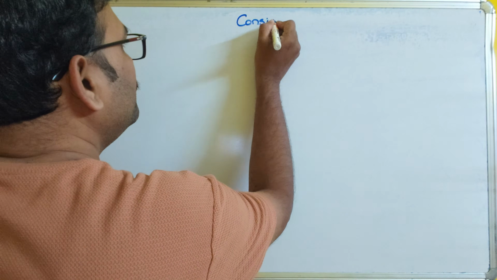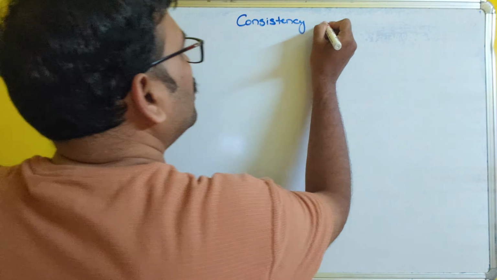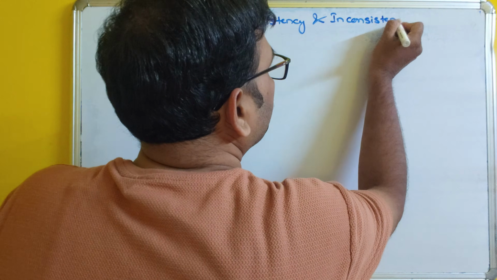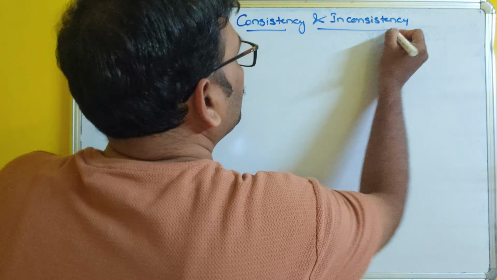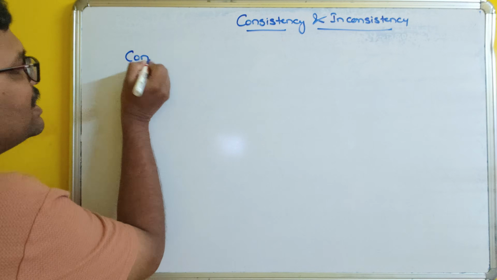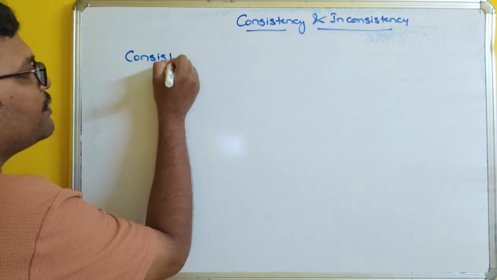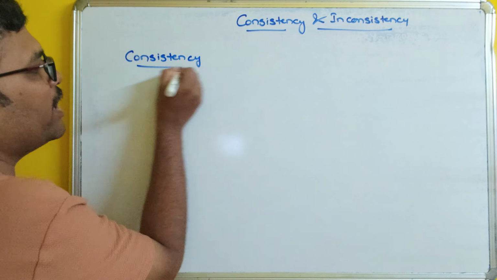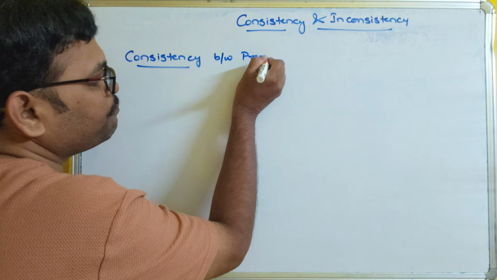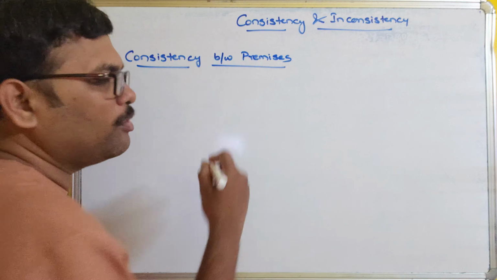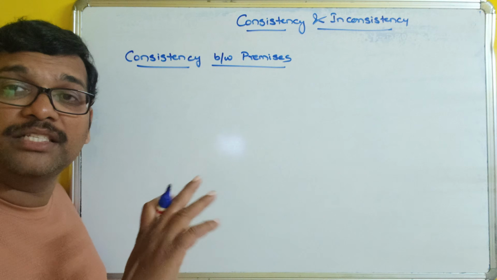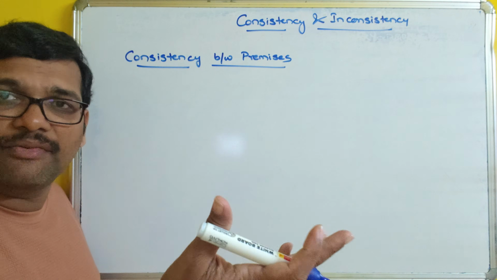So, consistency and inconsistency between premises given. How can we say there is a consistency between the premises? First I'll write the definition, then we'll see one example. So, consistency between premises. For any argument there will be different statements, and each statement we call a premise, and the last statement in the argument will be considered as the conclusion. All these things we have discussed in our previous session.